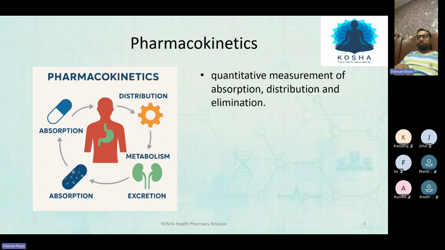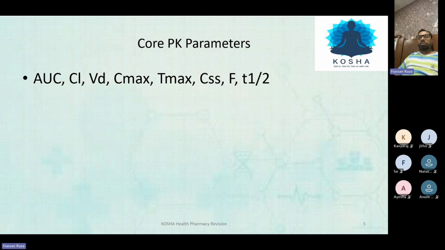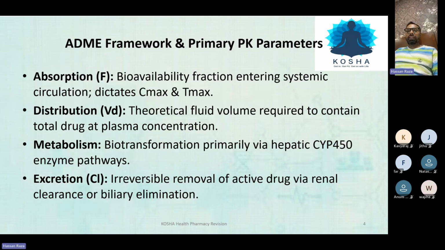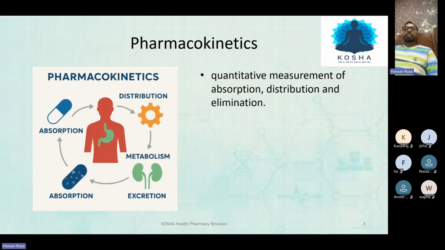Because in today's lecture, I will focus more on how these parameters, like area under curve, clearance, and volume of distribution, will be measured. That is why we will explain pharmacokinetics as a quantitative measurement of absorption, distribution, and elimination. In this lecture, we will focus more on how to calculate the different parameters of pharmacokinetics.